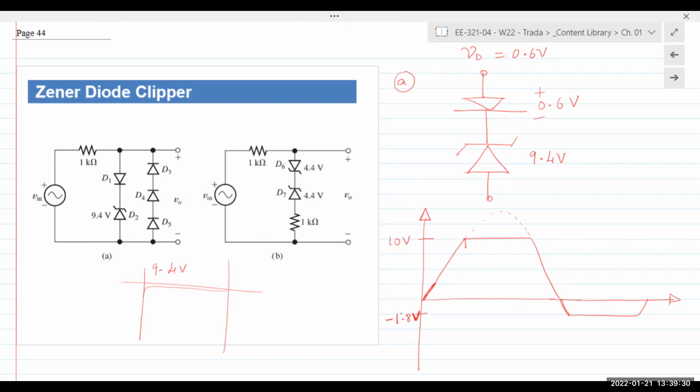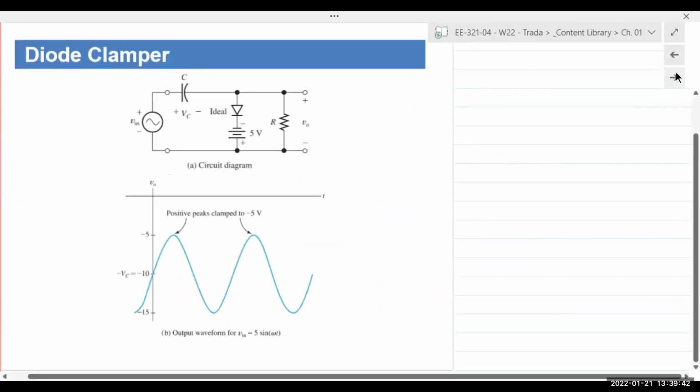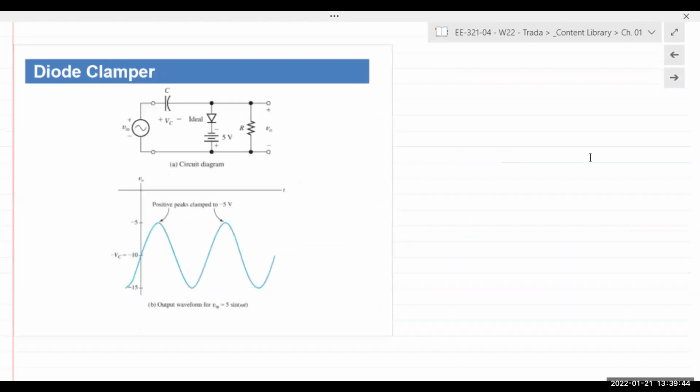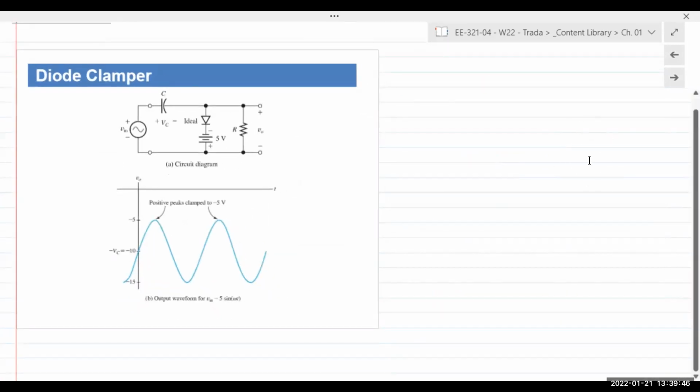Okay. That was a fun exercise, but let's move on. Let me move on to the Clamper because I want to introduce BJTs today. Bipolar junction transistor, that is BJT.